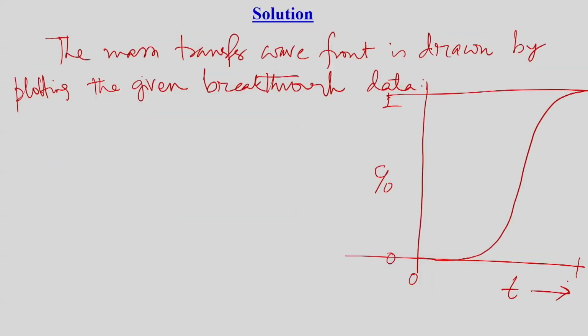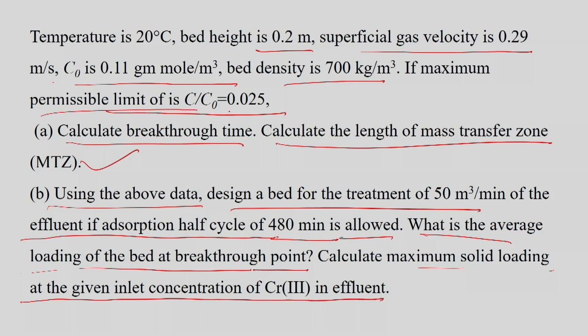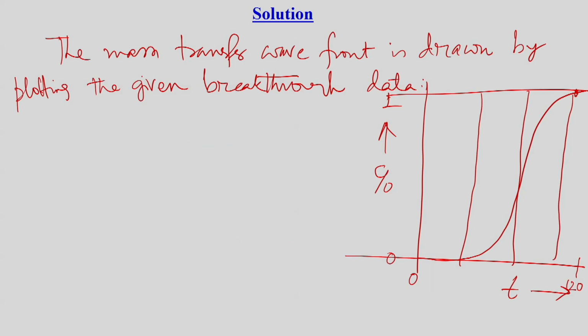Say we will be taking this up to 120 minutes, say 2 hours. Before that, in 110 minutes, C by C 0 has become 1. The maximum permissible limit for C by C 0 is 0.025. So let us take C by C 0 equal to 0.025, and we can find that time t.